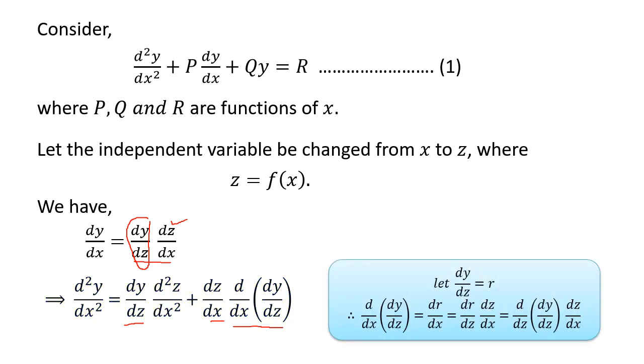Therefore, what is the value of this? We shall consider, let dy by dz is equal to r. Therefore, what happens to d by dx of dy by dz? That is nothing but dr by dx, because dy by dz is nothing but r. Therefore, dr by dx can be written as dr by dz into dz by dx. Again we shall replace r. R is nothing but dy by dz. Therefore, this is equal to d by dz of dy by dz into dz by dx.